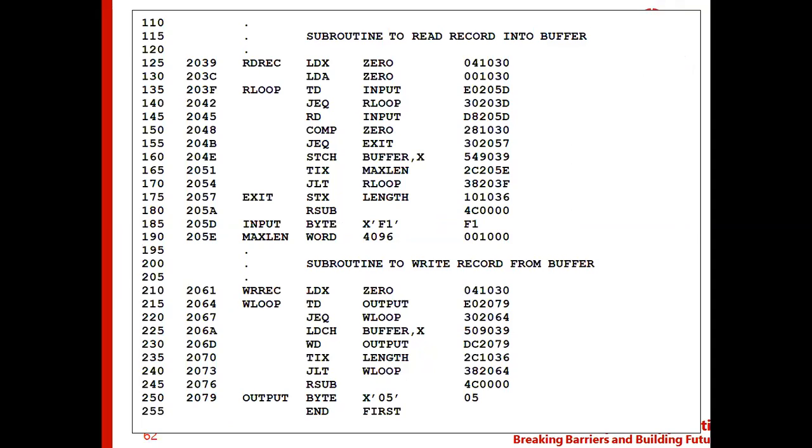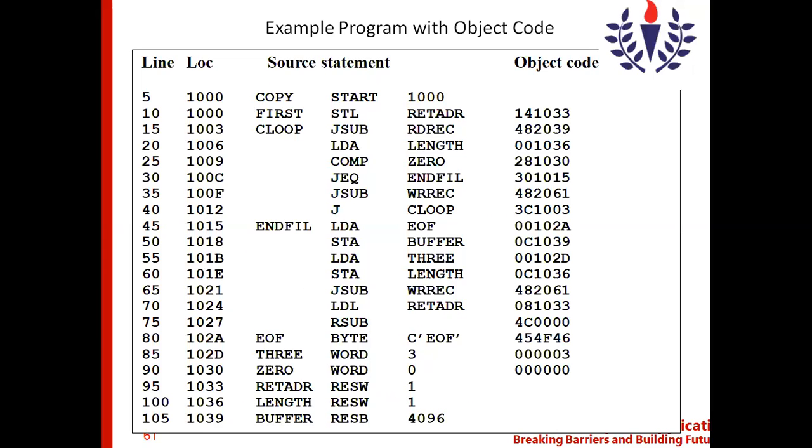Similarly, at line number 255, end tells you that this is the end of the program. In the operand field there is a symbol called FIRST, which you can find at line number 10. By mentioning FIRST at the end of the program, it represents the first executable statement when the program starts executing. That is mentioned in the end assembly directive. So the assembly directive end represents the first executable statement.